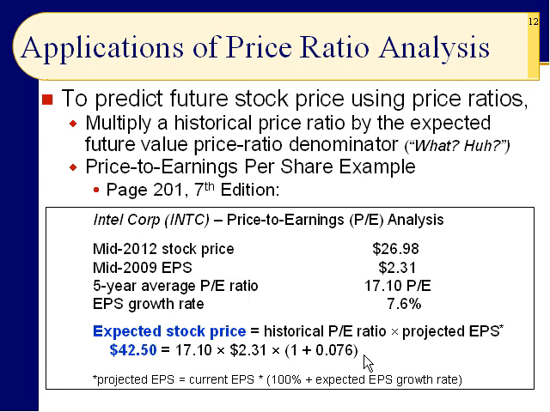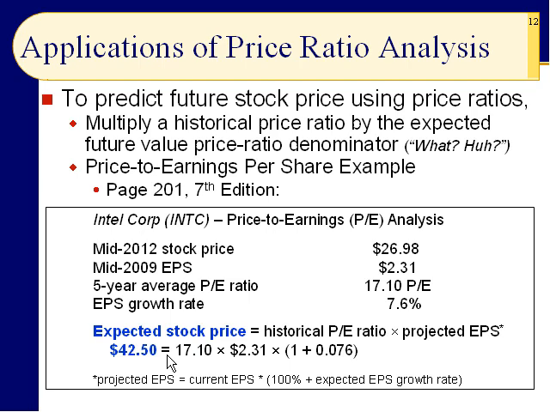So the calculation is very simple. Do it. Make sure I did it right, because I goofed up here. This is supposed to be 2012. Make sure I did it right. 17.1 times $2.31 times 1 plus 0.076. And notice the parentheses. You've got to do the addition first. And you wind up with $42.50.